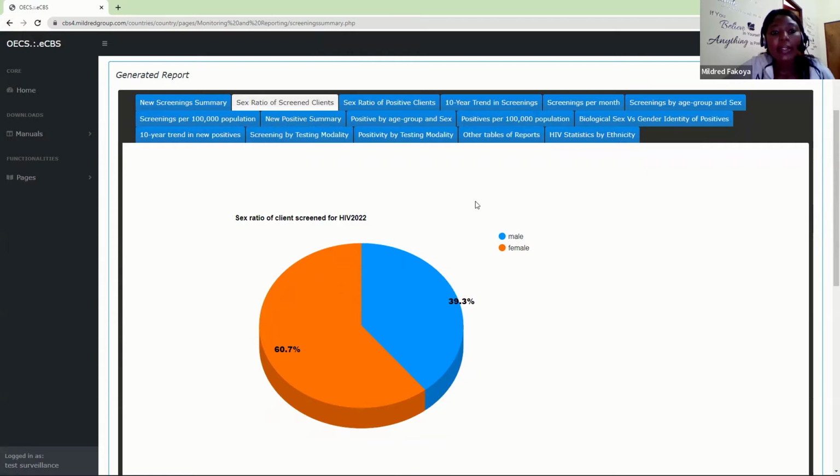Then once you get the ratio of screened clients, you can now see the ratio of positive clients. So we still have more females positive than males, which is normal because we have more female screening than males.